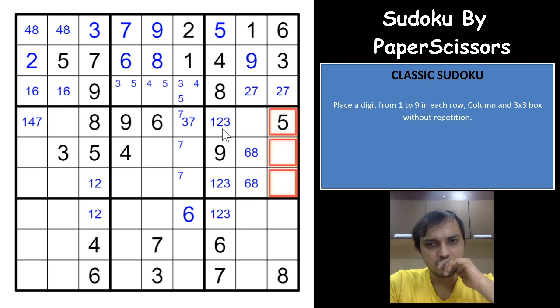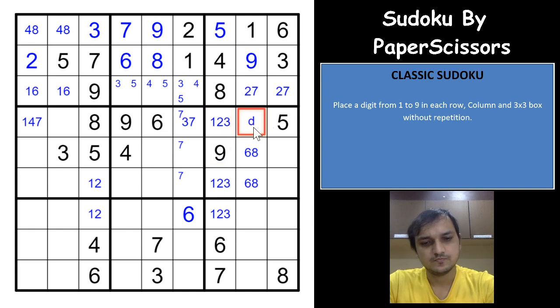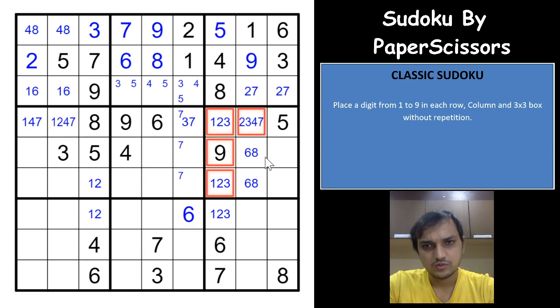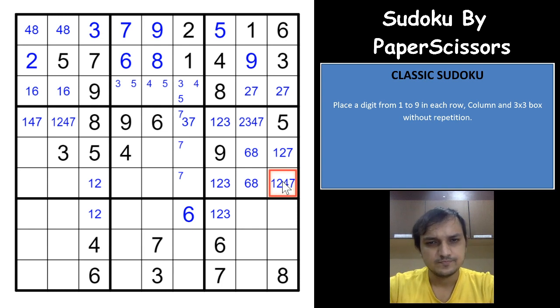3 would have to be in one of these 3 cells. 2, 3, 4, 7. 2, 3, 4 and 7, 1, 2, 3, 4, 7, right? 3, 1, 2, 4 and 7, nothing much here. 3, 4, 1, 2, 7, 1, 2, 4 and 7. Okay, no, I don't think so.